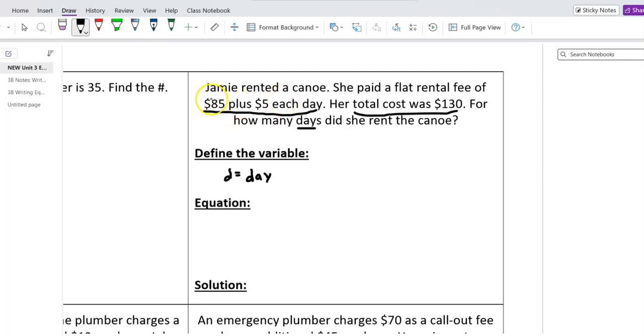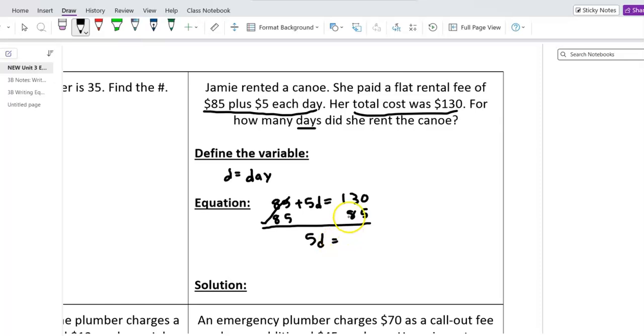And we can write this problem out as it is, 85 plus 5 each day. Again, that word each is a word that means multiply. So we'll do 85 plus 5D. And the total cost is 130, so we're going to make it equal to 130. And from here we can subtract 85 on both sides. Again, our goal is to isolate the variable. We always get rid of the constant first, which is the number that does not have a variable attached to it. So the 85s will cancel out, leaving D equals.